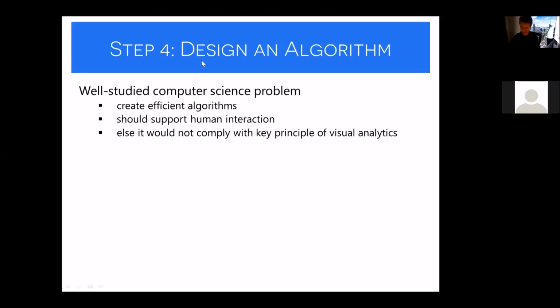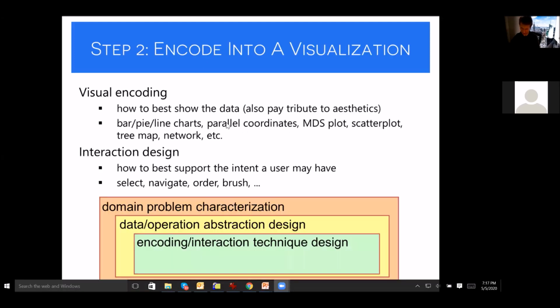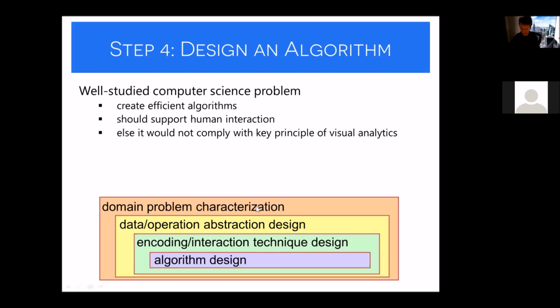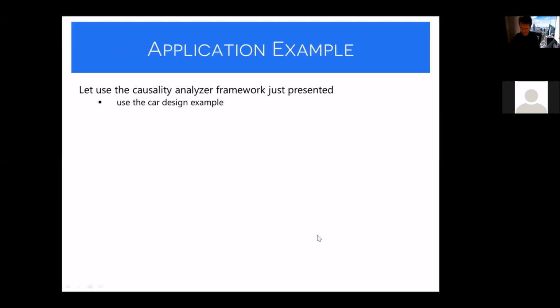And then at the very last moment, you actually make an algorithm. After you've done the encoding, what works best for them, and you keep talking to them, right? You keep talking to them. Then you come up with the algorithm that actually does this, that will support human interaction and the basic visual analytics part of it. And that's the algorithm design. That's the very end, right? First characterize the problem, abstract the design, encode interaction, and then this.